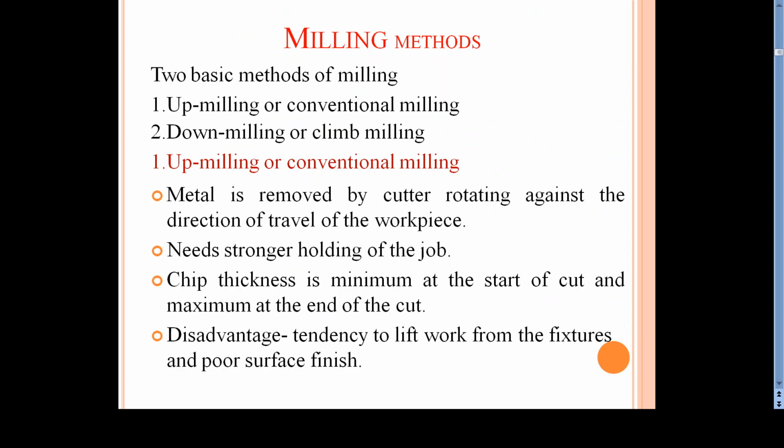Milling methods, there are two basic types of milling. That's based on the direction of rotation and the direction of feed. Up milling or conventional milling, down milling or climb milling. Up milling, it is a conventional milling, that is metal is removed by the rotating cutter against the direction of the travel of the workpiece. So the feed is against the direction of rotation of the cutter.